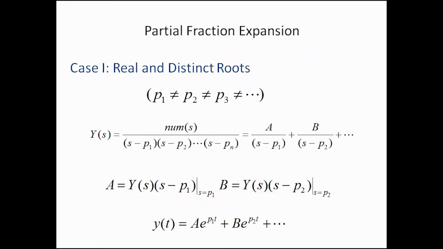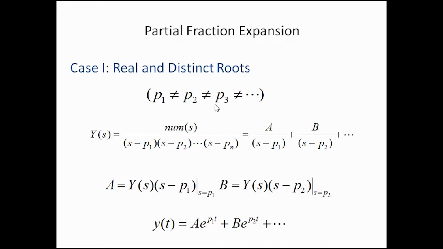In applying partial fraction expansion, we need to examine the resulting factors in our denominator. If the factors give us roots that are real and distinct, that will give us case number 1, which means the expansion is generally given by A over quantity s minus p sub 1, plus B over quantity s minus p sub 2, plus and so on, depending on the number of factors that are real and distinct roots.